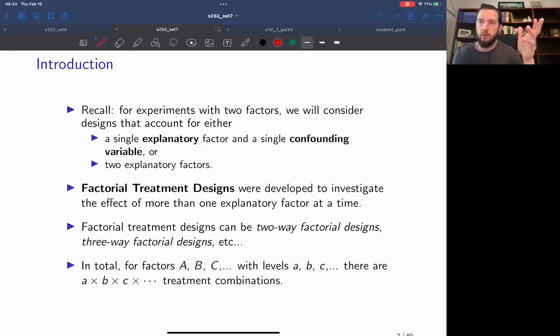Factorial treatment designs are a general term to represent experiments where you have multiple explanatory factors. The two-way ANOVA that we are going to study in this lecture set is the simplest type of factorial design because there's only 2 treatments. But you can have designs with 3 treatments or 4 treatments, etc. Those designs gradually become more and more complicated because of all the different possible interactions that can take place in the design. So we're going to start with the simplest type of factorial design, which is the two-way design. We're going to consider situations where we have 1 response variable and 2 explanatory factors.